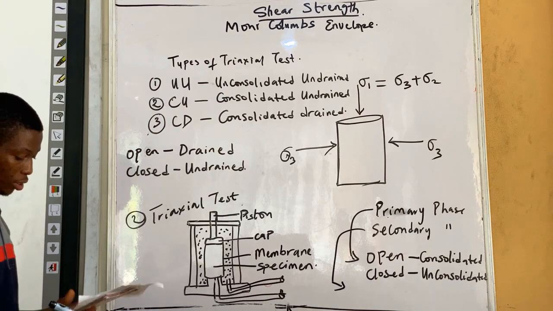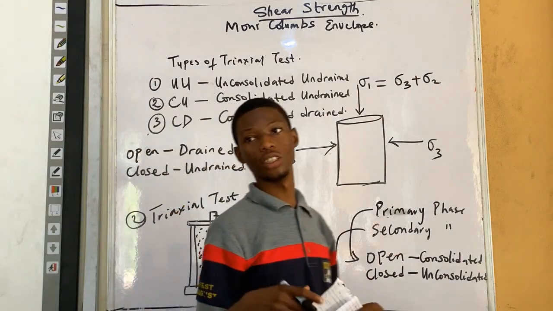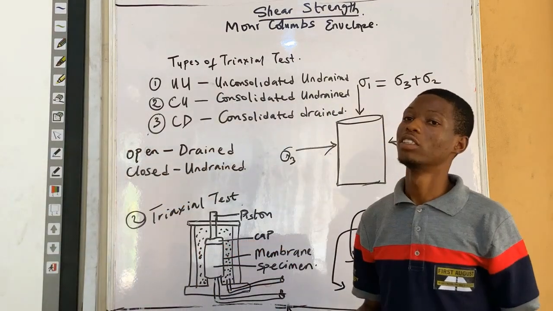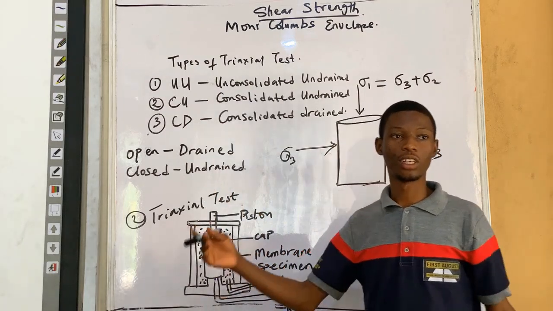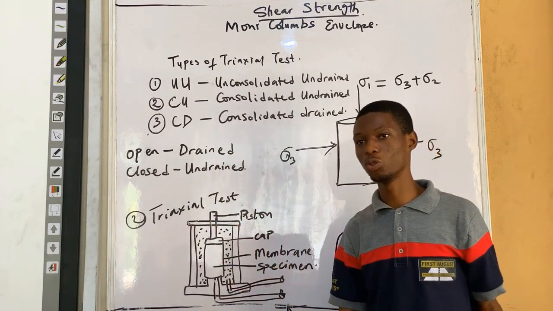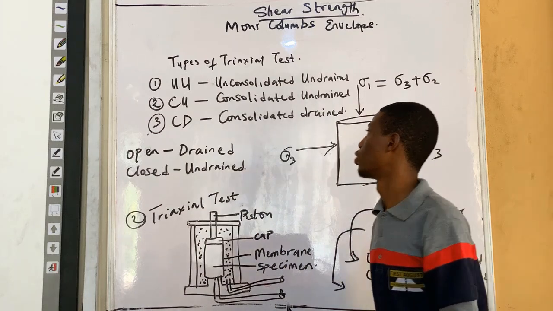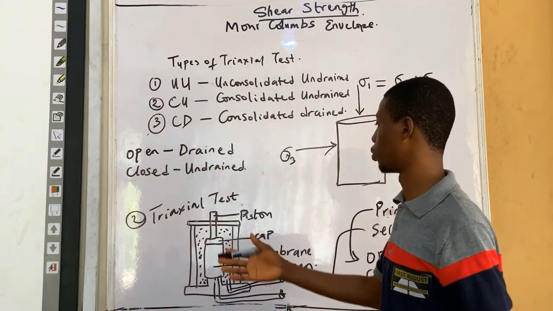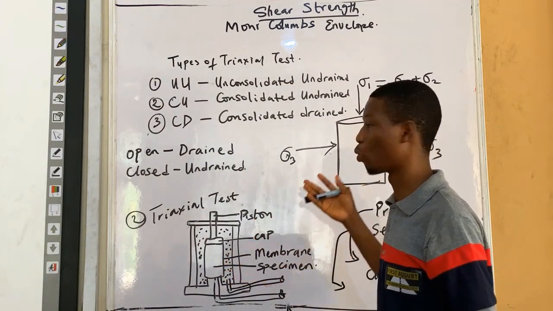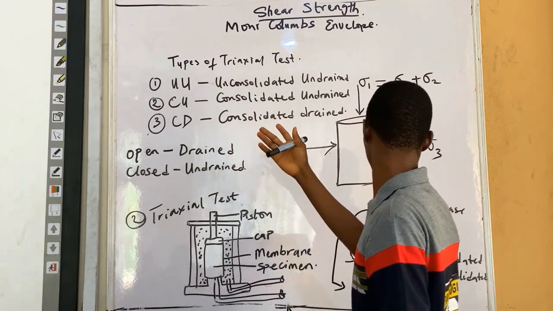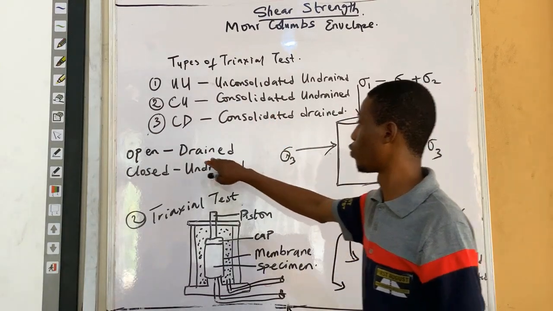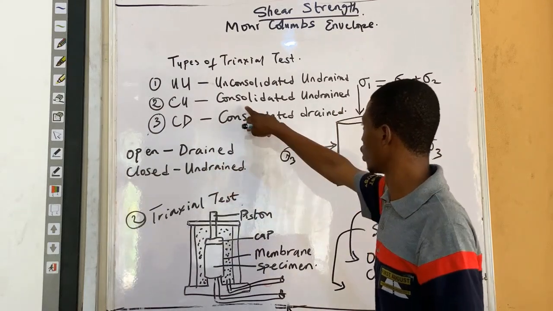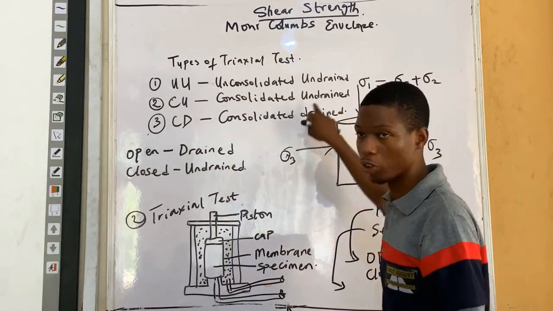Like someone was asking in class one day, if the first phase was open and the second phase was closed, what is it called? First phase open is consolidated, second phase closed is undrained. That's consolidated undrained.